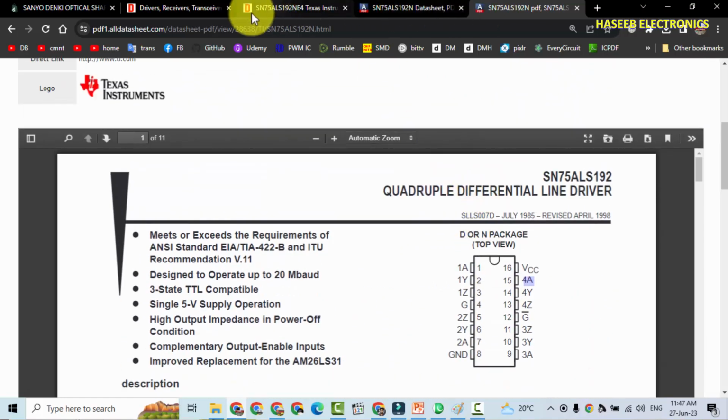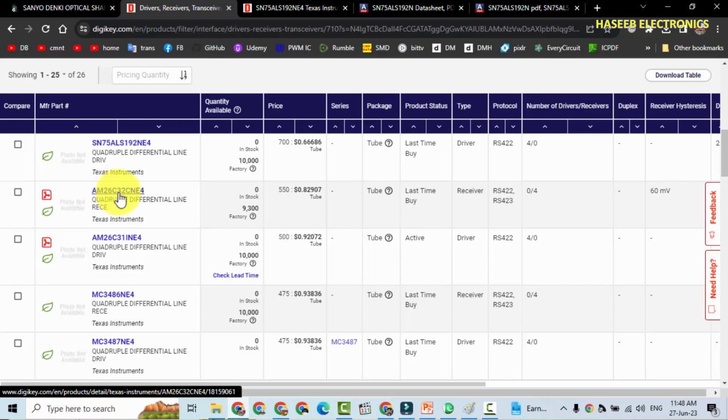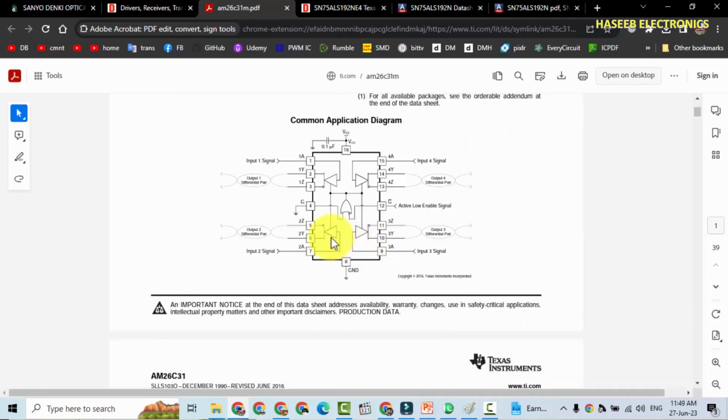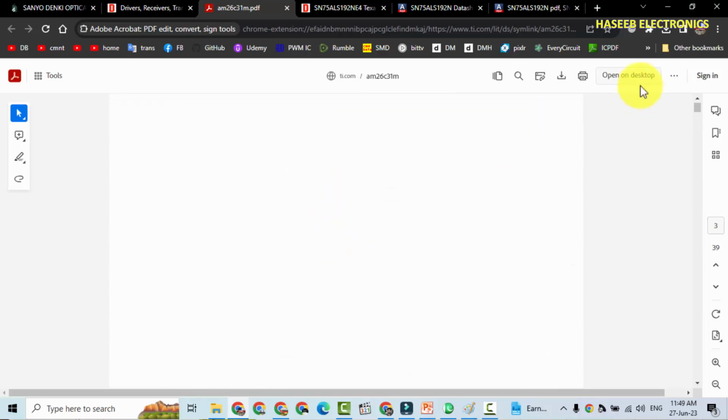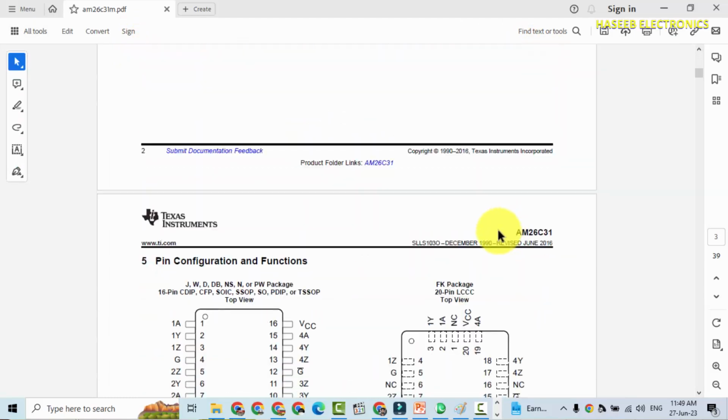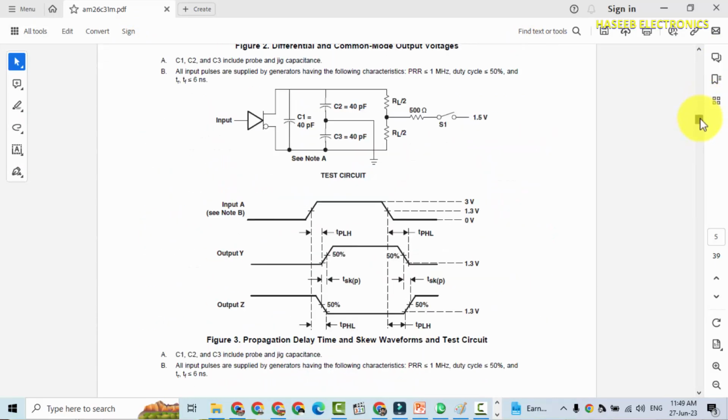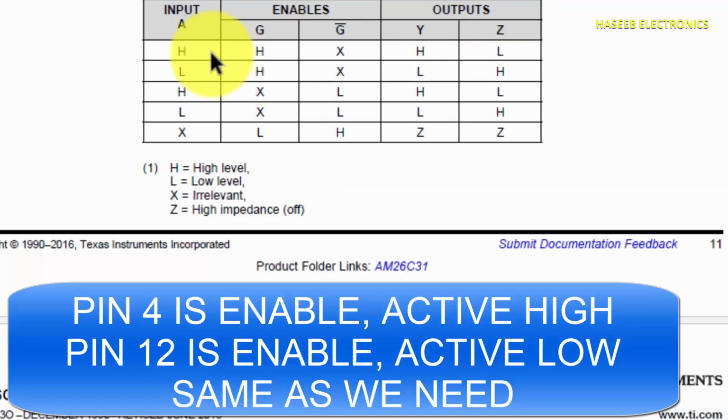So we will see some other ICs. Then there is AM2632. It is a quadruple differential line receiver. We don't need a receiver, we need a driver. Then there is AM26C31. Check its datasheet. Yes, it is the same. Here is the enable pin. We can directly hook up by checking its truth table. Yes, here is the truth table. If you want to turn on gate number 1 and 2, then we will turn this pin number 4 high. When it is high, it will start communication. And the other side enable pin, if it is connected to low, it will start communication.